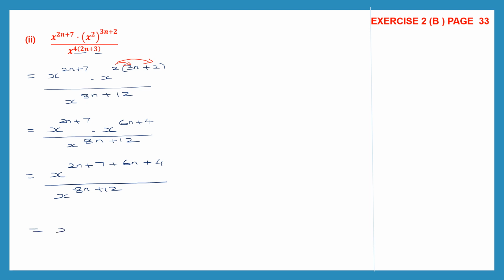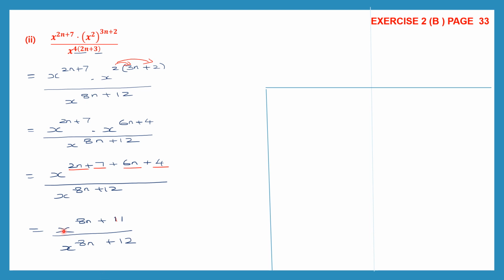So this is x to the power of, let's take the like terms. Now 2n plus 6n is 8n. So that is 8n plus, here we have 7 plus 4, which is 11. 8n plus 11. So let's write that. And here in the denominator, we have x raised to the power of 8n plus 12. Now let's continue. Here, as you can see, the base is the same and it's division. That means we can subtract the powers. So I'm going to continue here.